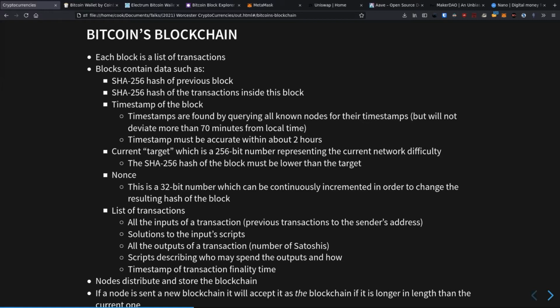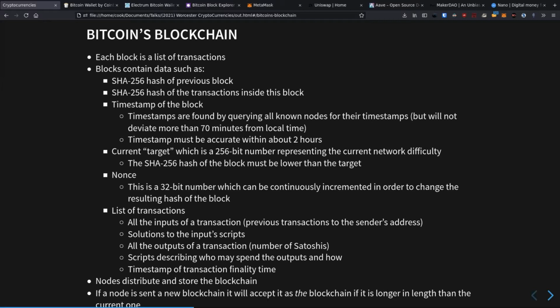And all the outputs of the transaction are represented in satoshis, which is the smallest possible unit of a Bitcoin. So you can buy a Bitcoin, but you don't have to buy a single Bitcoin. You can buy 0.5 Bitcoin, and Bitcoin actually allows up to 8 decimal places of accuracy. So a satoshi is the smallest unit you can have. That way you can represent Bitcoins in a signed integer.